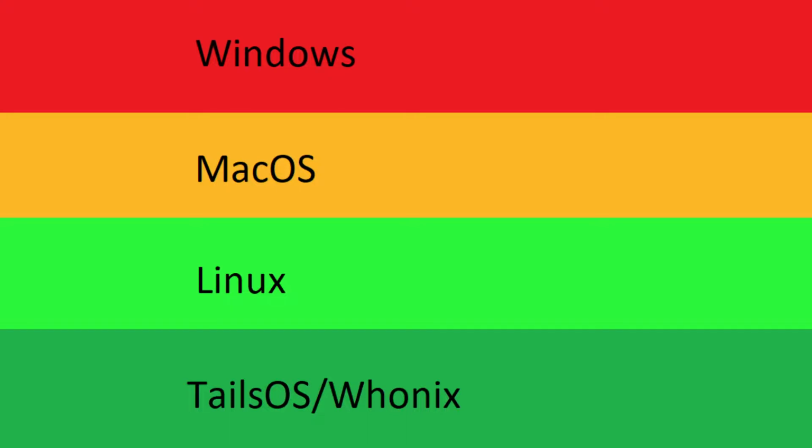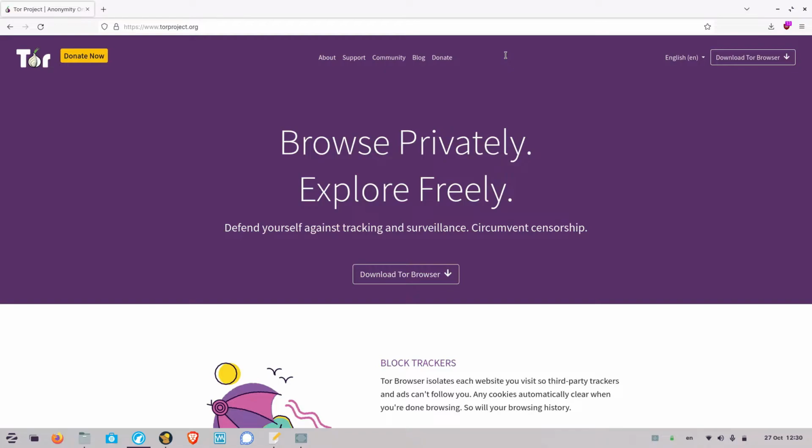Now there's kind of like a spectrum, like Windows being the most unsafe and the least private, and Unix and Tails being the most private and secure. Now I won't cover Unix and Tails in this specific video. I will make a separate video about that. This video should work on Tails or Unix.